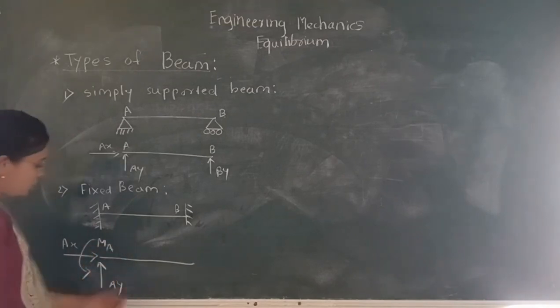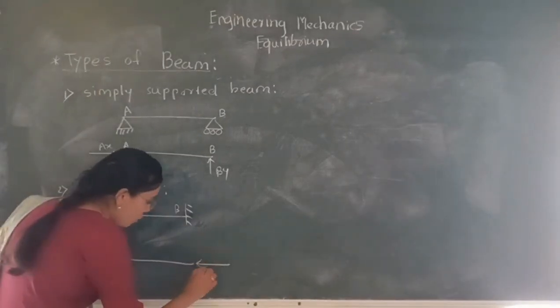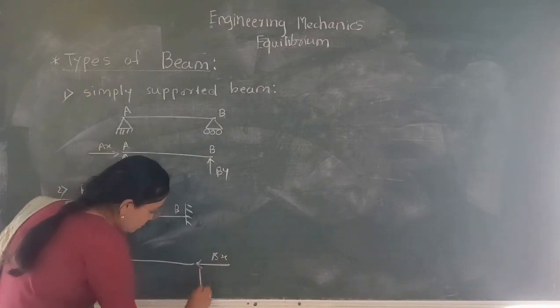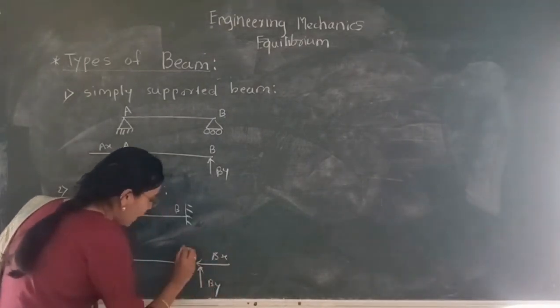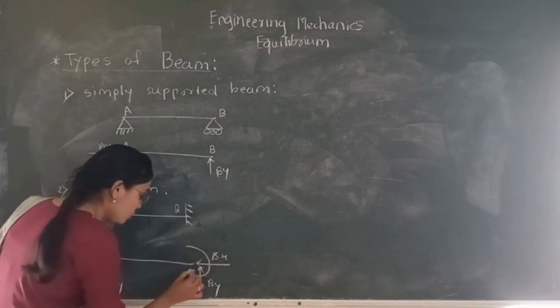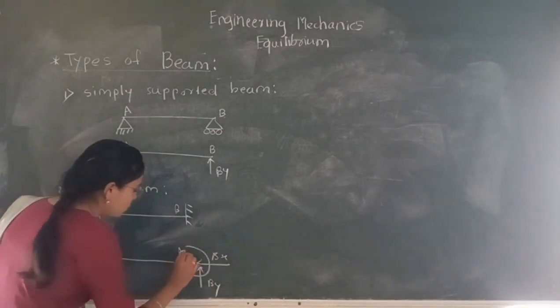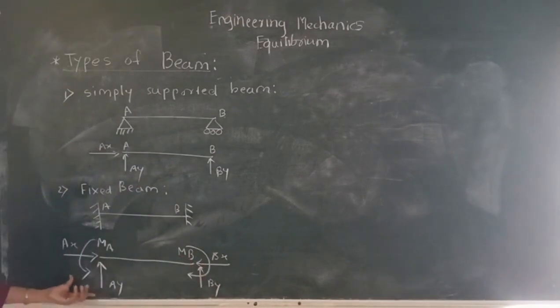the moment at point A. This support we can also draw as Bx, By, and rotation at support B. So this is the free body diagram for a fixed beam.